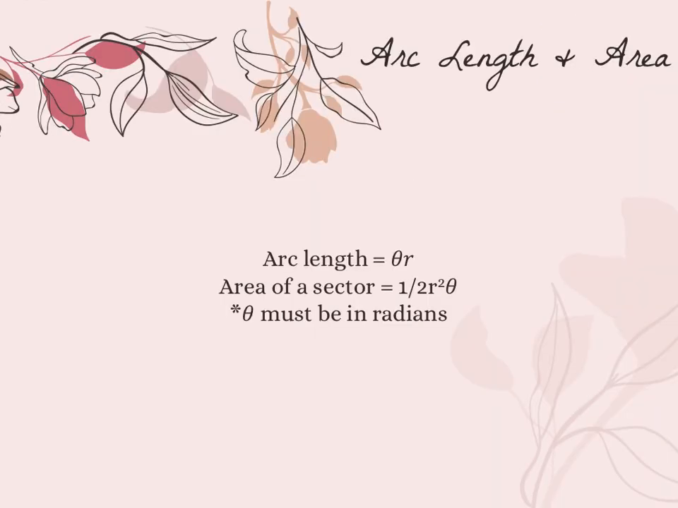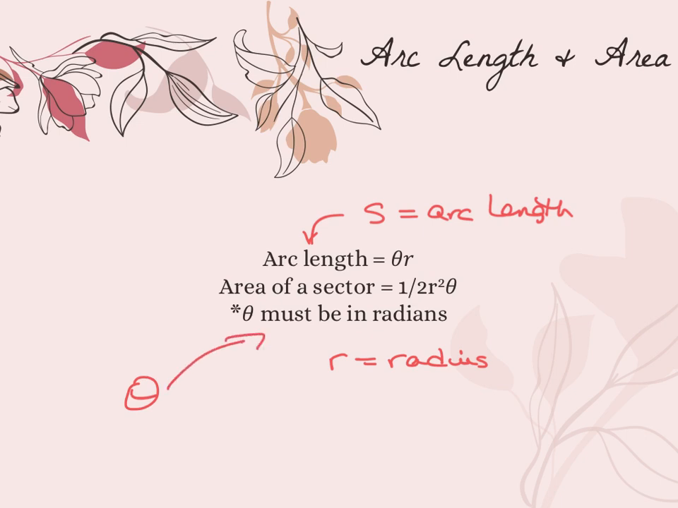Next, we're going to learn how to calculate an arc length and an area of a sector. So again, the arc length is usually represented by the letter S. The R in both of the formulas represents the radius. When we go to calculate the answers for the arc length and the area, theta must be in radians. If it's not, then we'll do the conversion that we just did in the previous slide. So let's try an example.